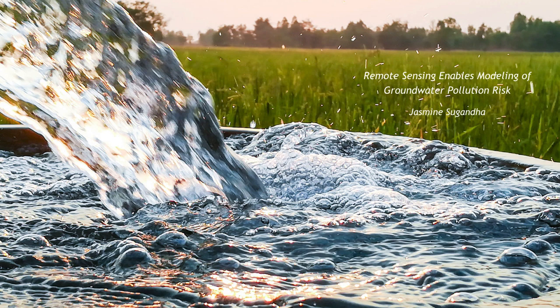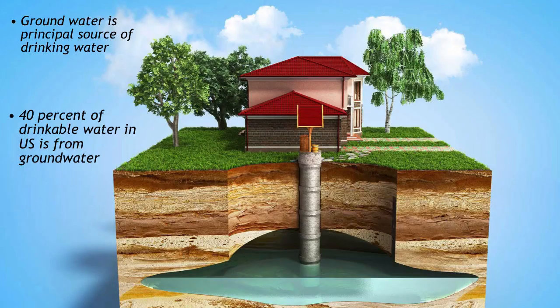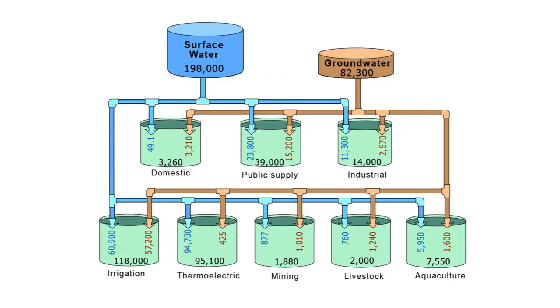Remote sensing enables modeling of groundwater pollution risk. Groundwater is the primary source of drinking water for 2 billion people around the world. In the United States, over 40% of public water is derived from groundwater. This water services over 74 million people's homes.